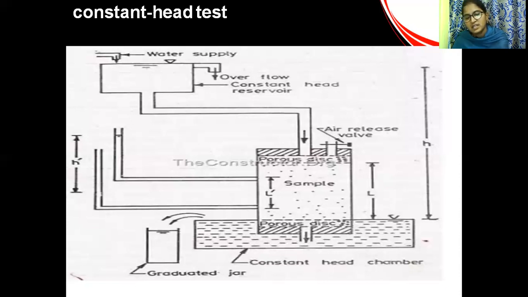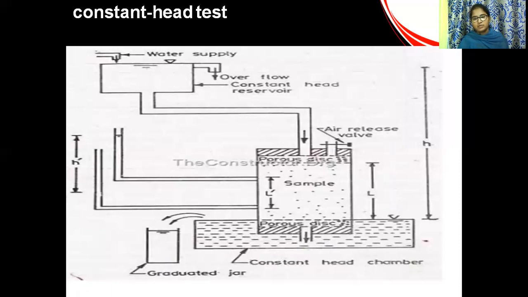If the cross sectional area of the soil sample is A, the discharge is given by the equation Q equal to KiA. Here water continuously flows through the soil sample. After the soil particles are filled with water, the remaining water is in excess from the soil. So how much time is required for collection of 10 ml of water using a graduated jar, that we can note.